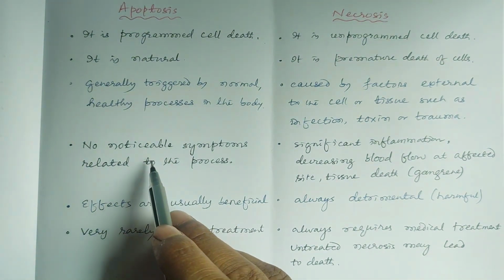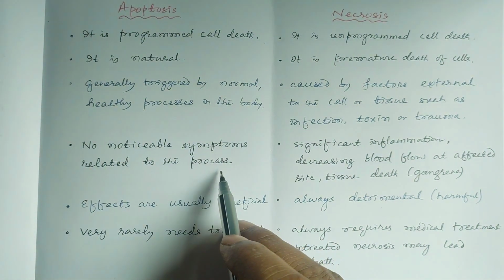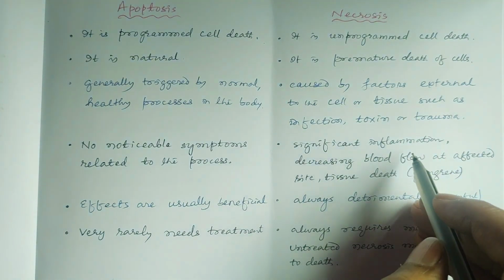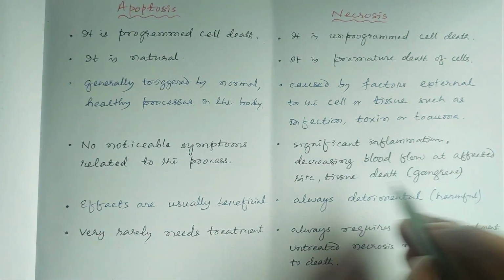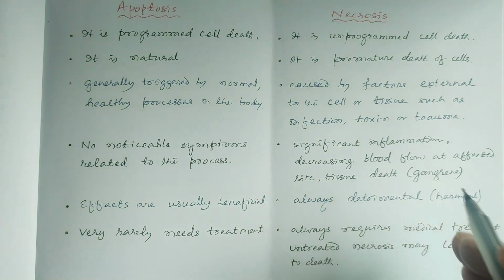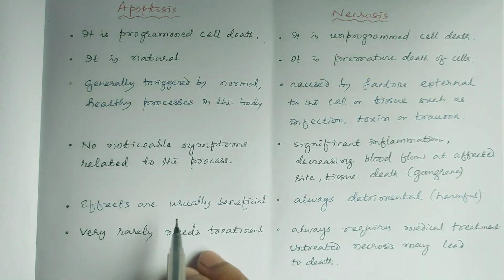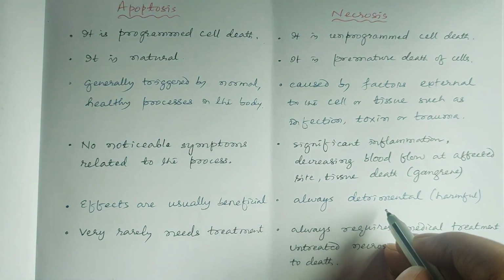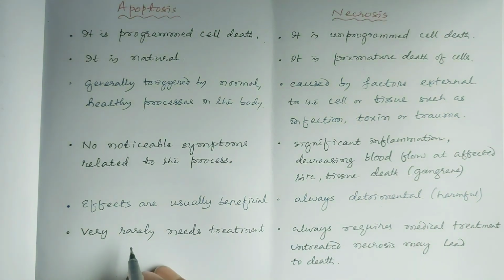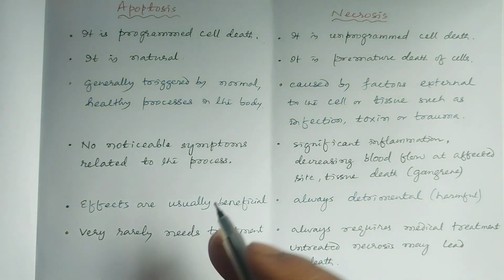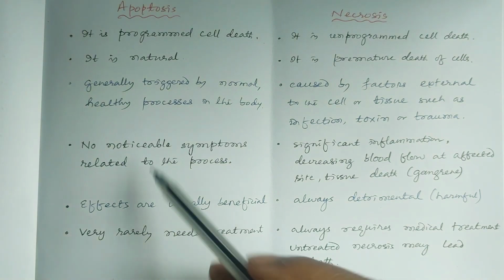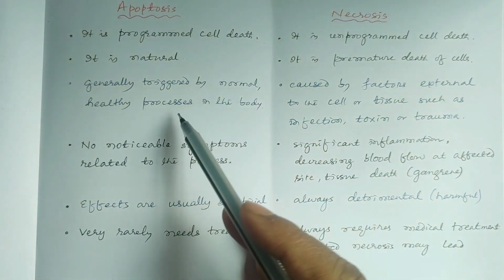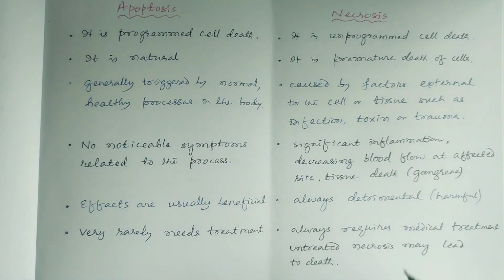In apoptosis, there are no noticeable symptoms related to the process, whereas in necrosis, there is significant inflammation, decreasing blood flow at the affected site, and tissue death, maybe gangrene. In apoptosis the effects are usually beneficial, whereas necrosis is always detrimental and harmful. Apoptosis very rarely needs treatment, because it generally occurs in normal and healthy processes of the body. Whereas necrosis always requires medical treatment. Untreated necrosis may lead to death.